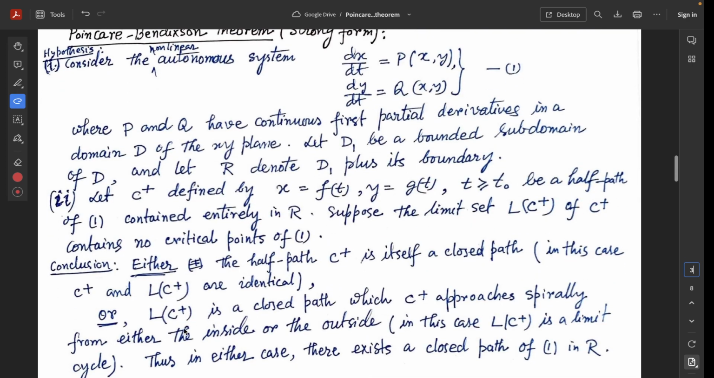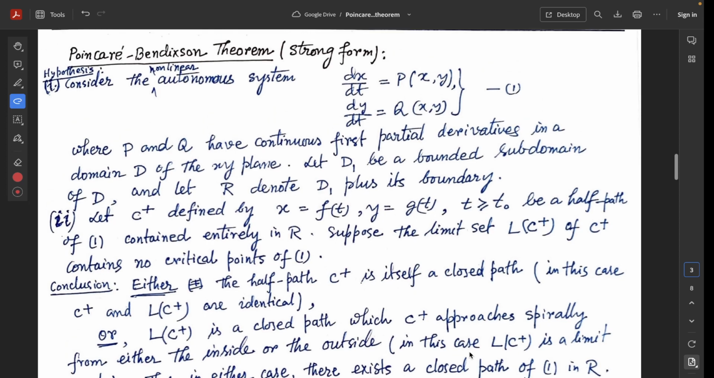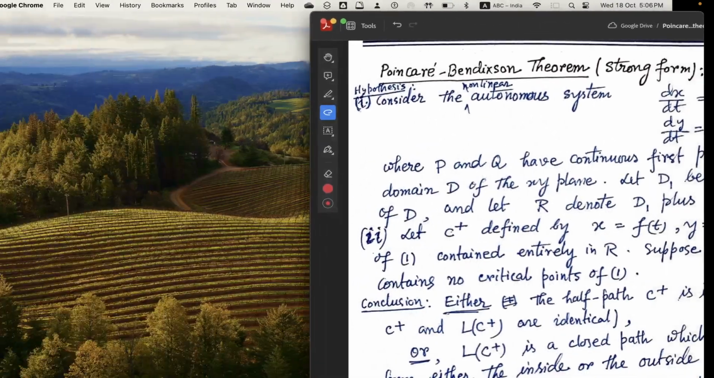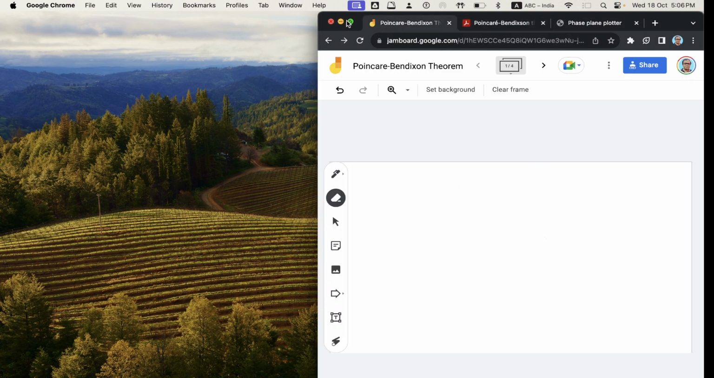So, the conclusion: either the half path C plus is itself a closed path, in which case C plus and L(C plus) are identical, or the limit set L(C plus) is a closed path that C plus approaches spirally from either inside or outside. In this case, L(C plus) is a limit cycle. Thus in either case, there exists a closed path of (1) in this region R. So from this theorem, we discuss this.